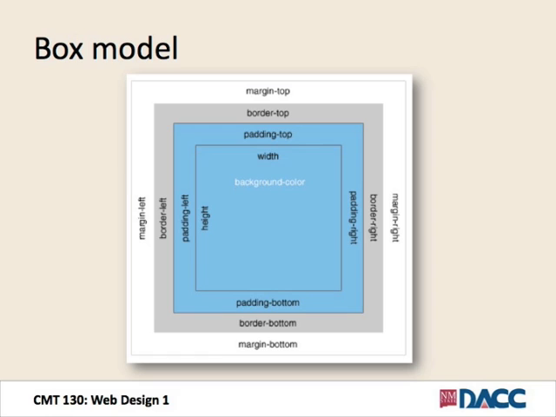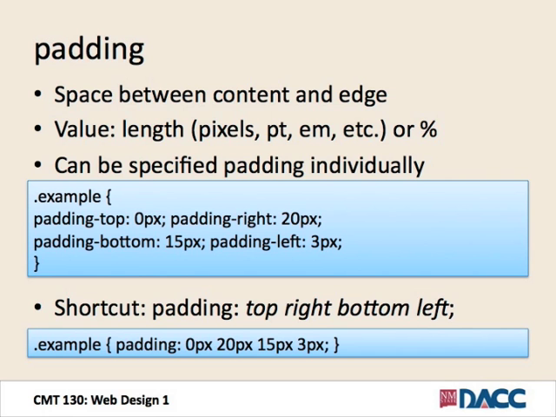You can think of an HTML element as a box. The box can have a width, a height, padding, borders, and margins. Padding is the space between the content and the edge of the box. It can be specified as a length or a %. The padding can be specified individually. Padding dash top, right, bottom, or left will specify the padding for only that side of the box.